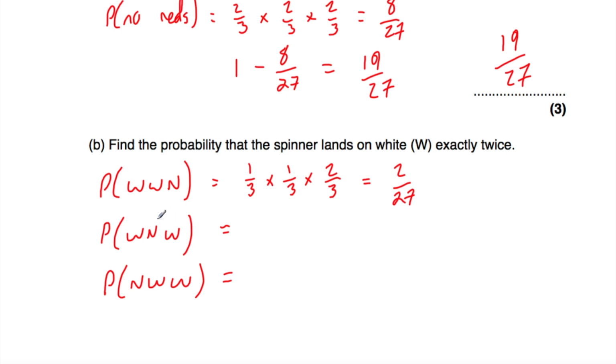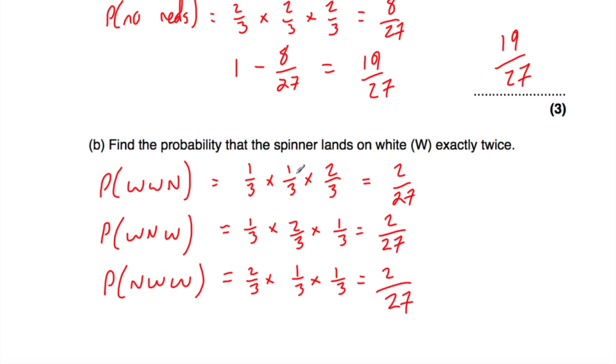Next, white, not white, white. So white will be 1/3, not white would be 2/3, and white again will be 1/3. And if we times them together, 1 times 2 times 1 is equal to 2, and the denominator would be 27. And then finally, not white, white, white, so not white would be 2/3, white would be 1/3, and white would be 1/3. And then if we times them together, again, 2 times 1 times 1 is 2, and 3 times 3 times 3 is 27.